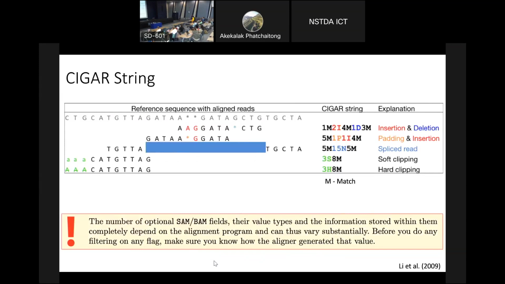The number of optional SAM/BAM fields, their value types, and the information stored within them depend completely on the alignment program, and they can vary substantially. So before you do any filtering on any flag, make sure you know how the aligner generated those values. Again, whatever tool you use, please spend some time to familiarize yourself with and understand how it generates all these different values.